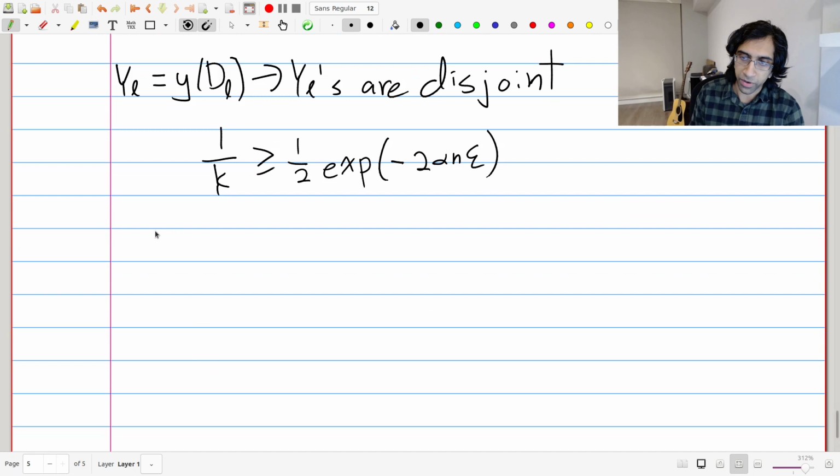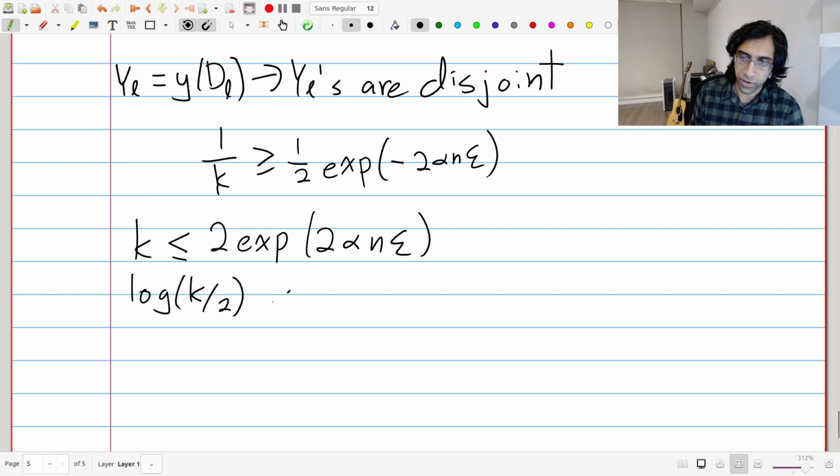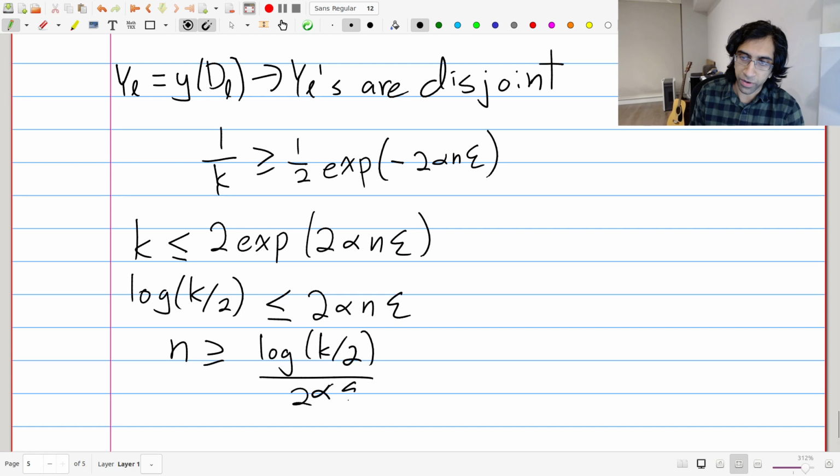Let's rearrange this and see what we get. If you multiply it through both sides, you get K is less than or equal to 2 exp of 2 alpha N epsilon. Take the log of both sides, you get log of K over 2 is less than or equal to 2 alpha N epsilon. And rearranging, you get what we were really going for. N is greater than or equal to log K over 2 over 2 alpha epsilon, which is equal to omega of log K over alpha epsilon. And that's exactly the lower bound we were going for.